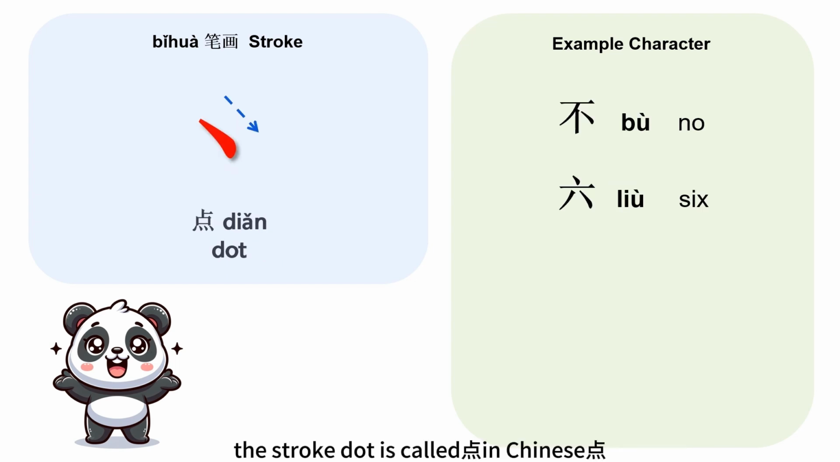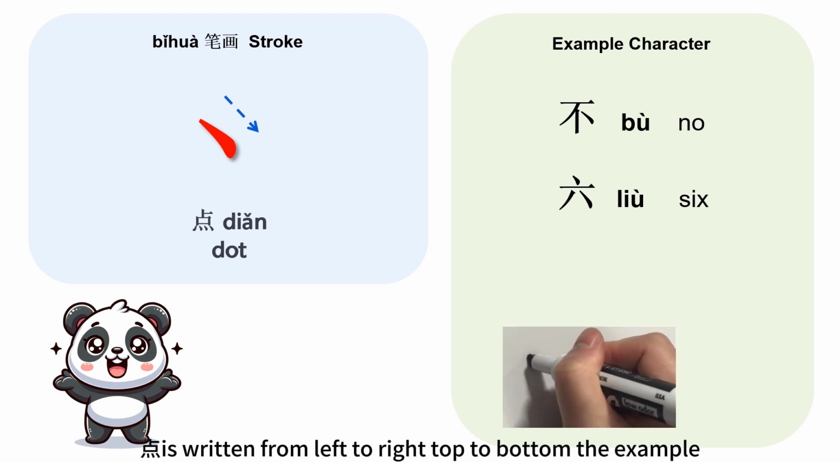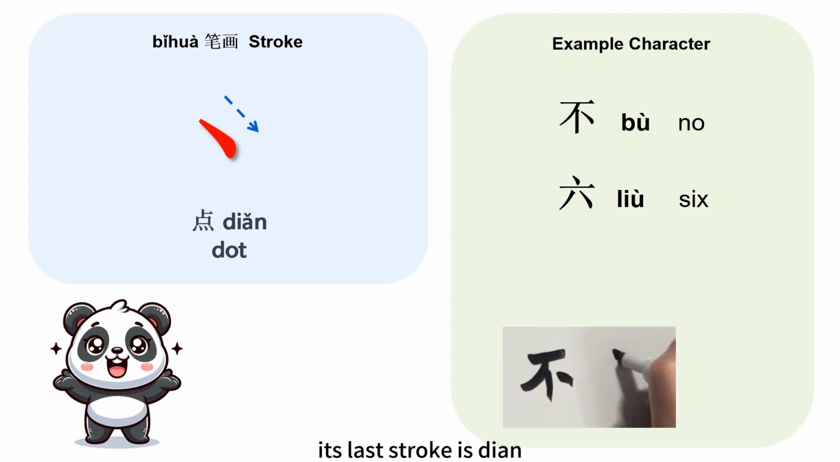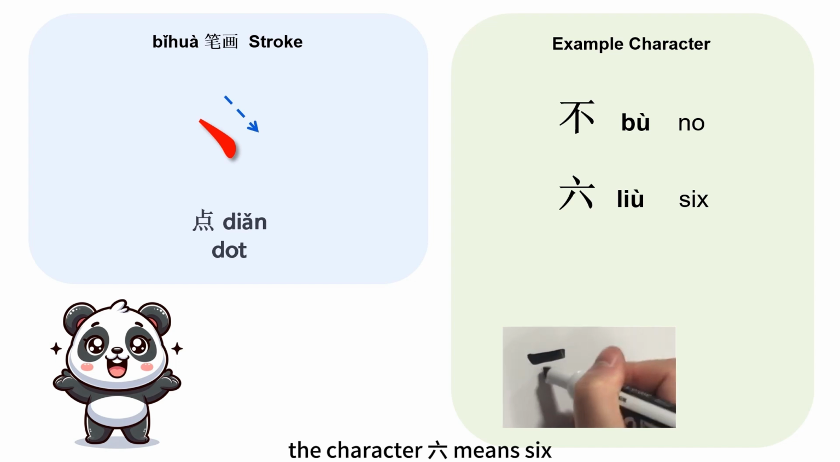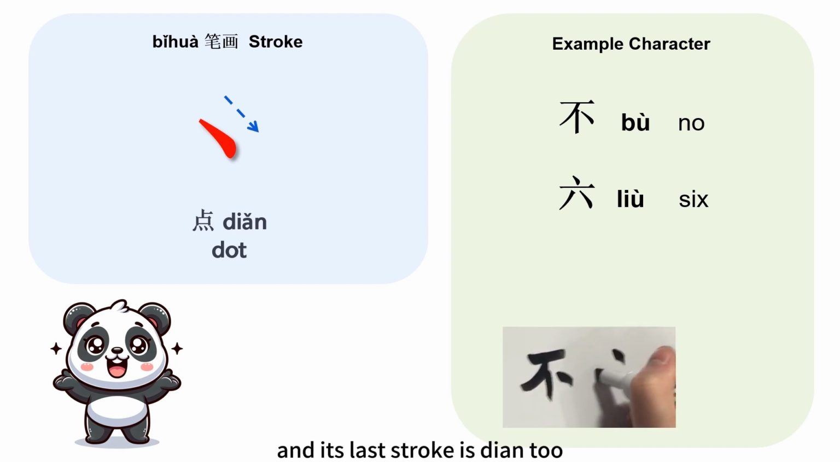The stroke dot is called 点 in Chinese. 点 is written from left to right, top to bottom. The example character 不 means no. Its last stroke is 点. The character 六 means 6. Its first stroke is 点, and its last stroke is 点 too.